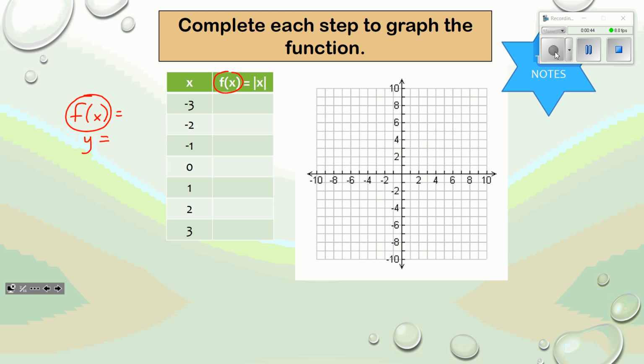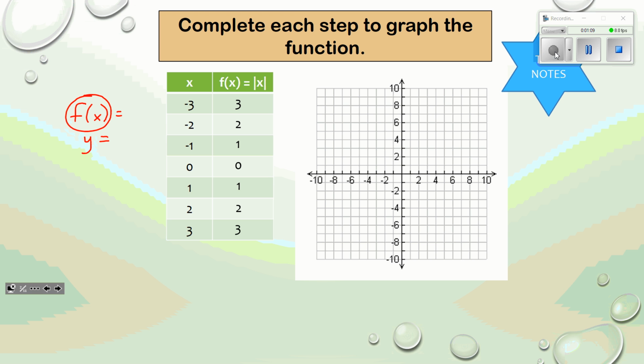So to create the ordered pairs, we have an equation right here. f of x is equal to the absolute value of x. So we're going to take x and plug it in and ask ourselves, what is the absolute value of -3? And the absolute value of -3 is 3. What's the absolute value of -2? What's the absolute value of -1, and 0, and 1, 2, and 3?